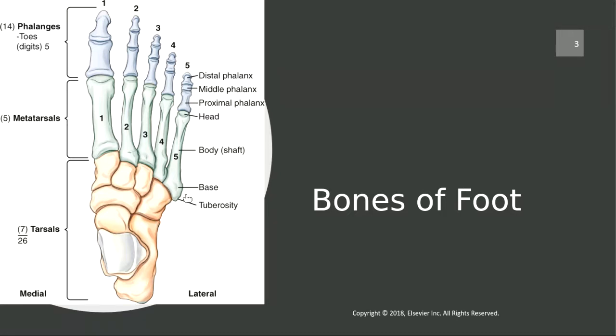And then we have our tarsal bones, of which there are 7. Unlike the hand, where there were 8 carpal bones, now we have 7 tarsal bones. And that totals 26 total bones in the foot. So 7 tarsals, 5 metatarsals, and 14 phalanxes that make up the phalanges.